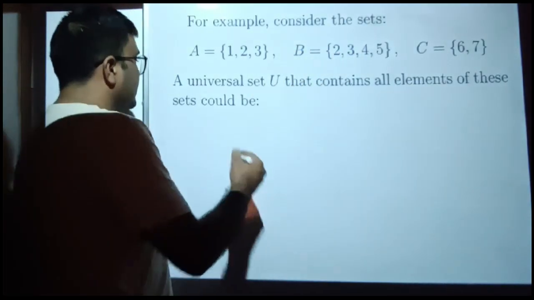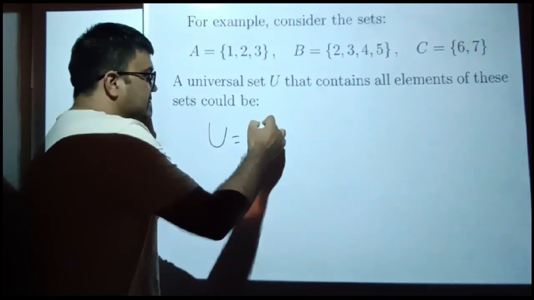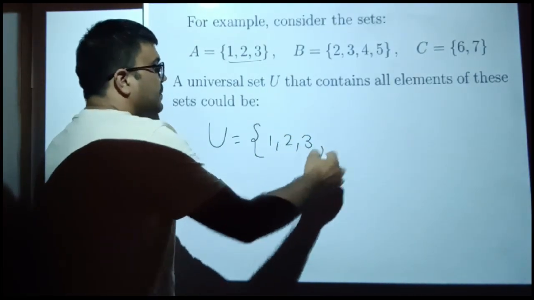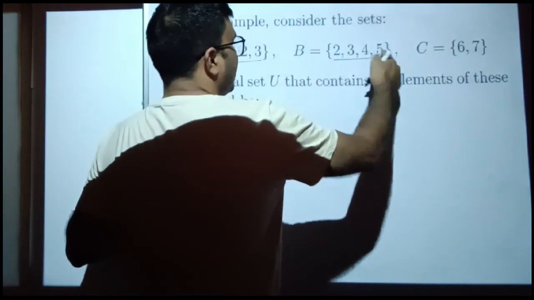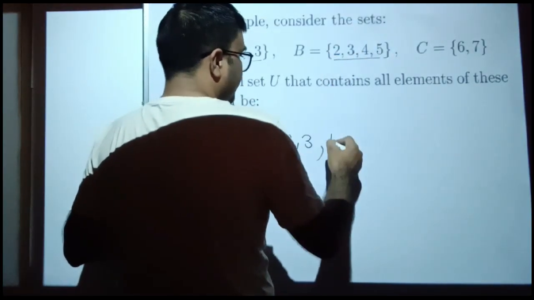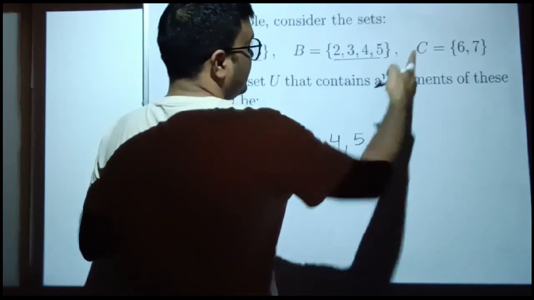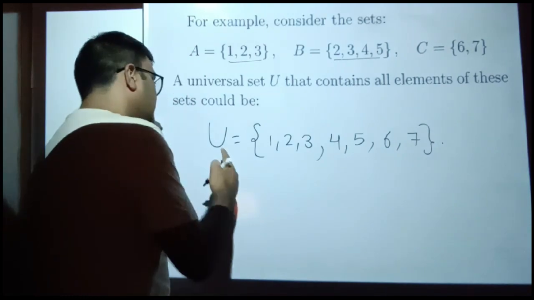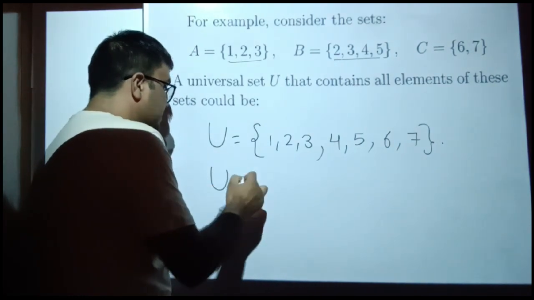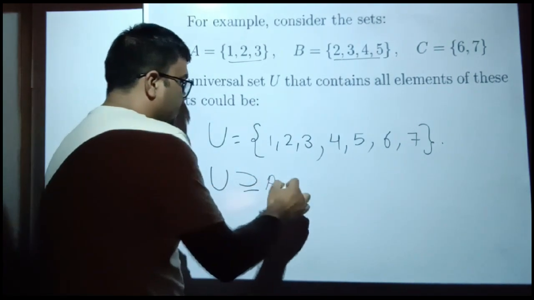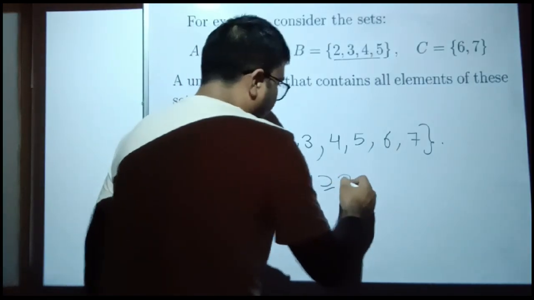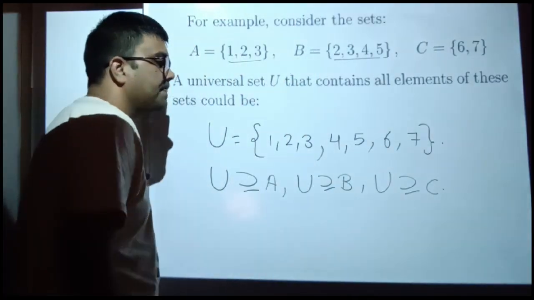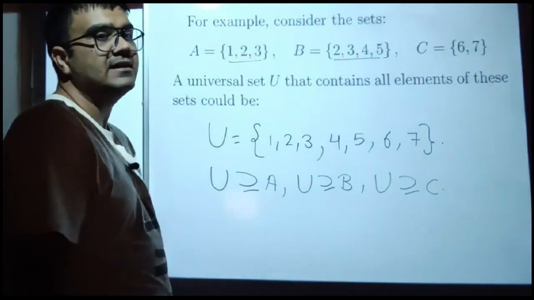We represent the universal set with U. Suppose I am talking about the set which contains elements 1, 2, 3, and the set which contains elements 2, 3, 5, and 2, 3, 4 and 5, then 6 and 7. Repetition is not required. What we observe over here is that U is the superset of A, U is the superset of B, U is the superset of set C. So we can consider this set as the universal set.